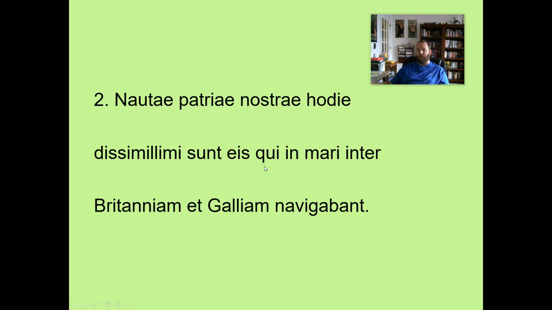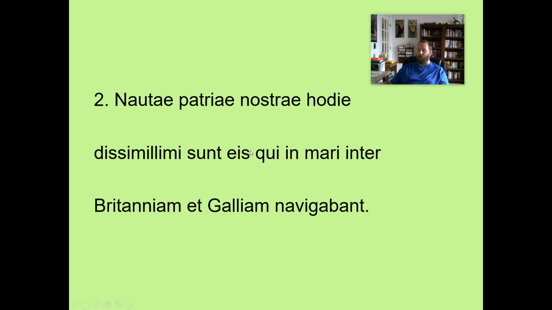The key with this sentence is we have a relative clause here, and the antecedent of this qui, this relative clause, is eis, from those who used to sail, basically. So it's differentiating the ones nowadays and the ones that used to, the previous generation. So the sailors of our country today are very unlike those who used to sail in the sea between Britain and Gaul. Okay, so that is a little tricky. What else in this sentence to talk about?